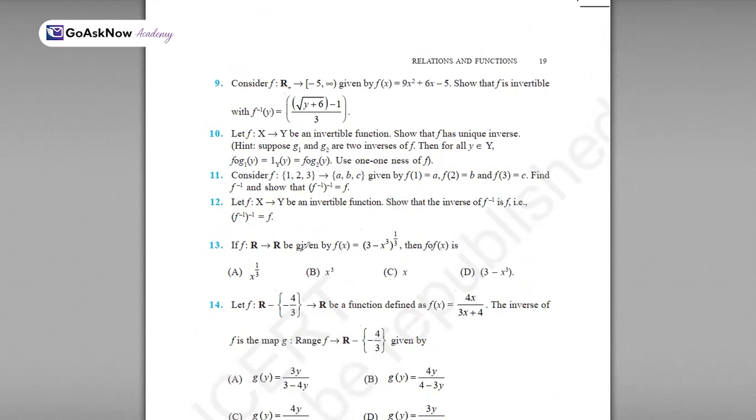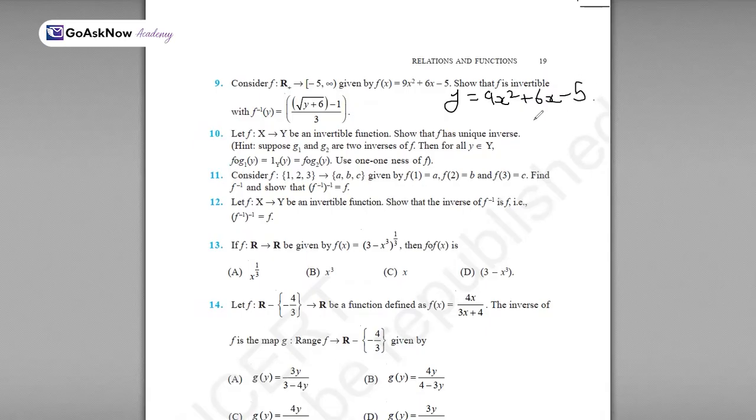We have a function from positive real numbers to [-5, infinity). The domain is positive real numbers, and the range is -5 to infinity, and it is given by f(x) is equal to 9x square plus 6x minus 5. Show that f is invertible with f inverse of y equal to (root of y plus 6 minus 1) by 3. So y is equal to 9x square plus 6x minus 5.